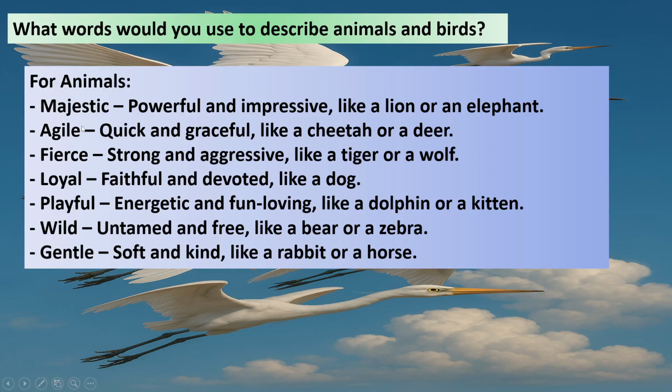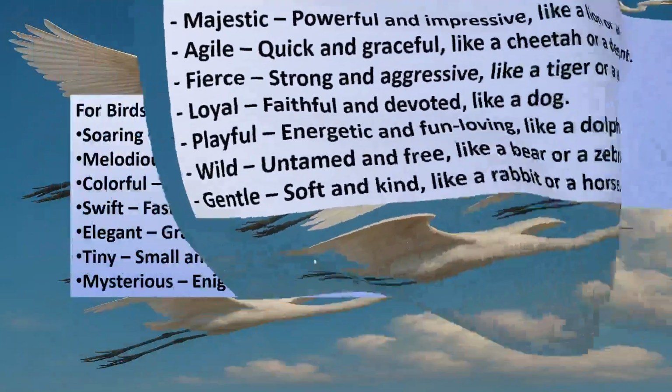For animals: majestic, powerful, and impressive, like a lion or an elephant. Agile, quick, and graceful, like a cheetah or a deer. Fierce, strong, and aggressive, like a tiger or a wolf. Loyal, faithful, and devoted, like a dog. Playful, energetic, and fun-loving, like a dolphin or a kitten. Wild, untamed, and free, like a bear or a zebra. Gentle, soft, and kind, like a rabbit or a horse.